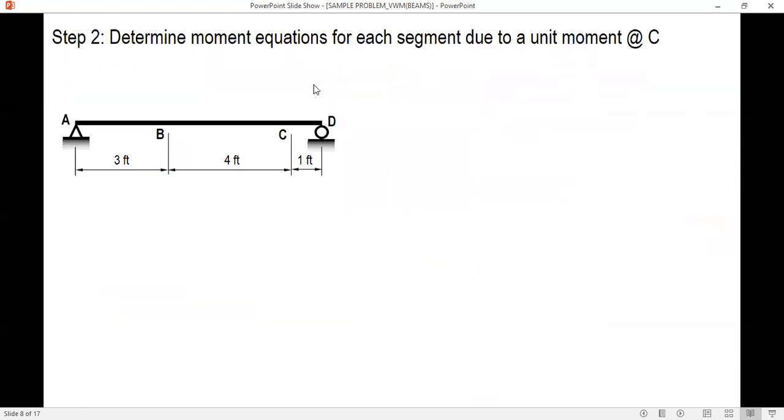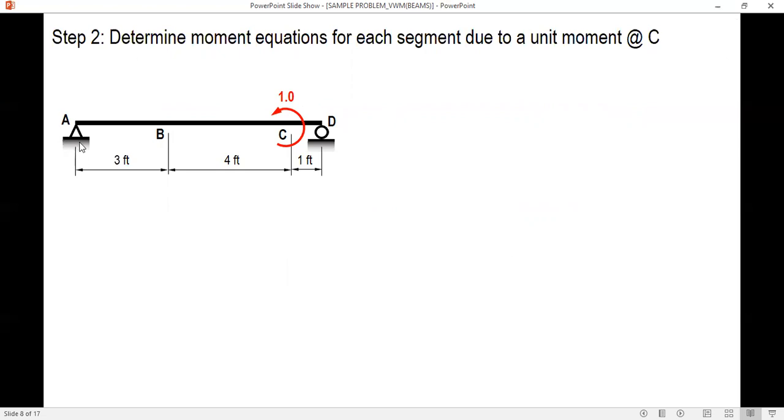Okay, but for the virtual moment or unit moment at C, you assume counterclockwise. So, if the sign in the answer is positive, it means it is correct, counterclockwise. But if the sign in the final answer is negative, therefore the rotation is clockwise. That is why we assumed counterclockwise here.